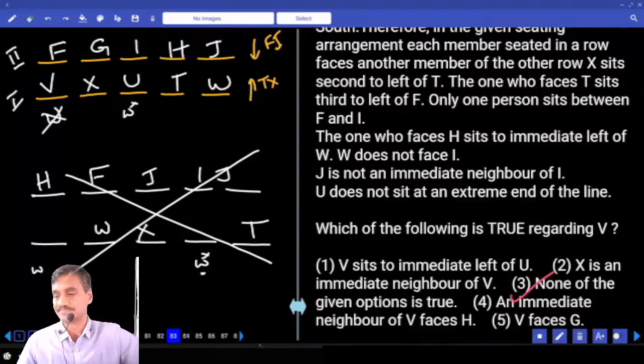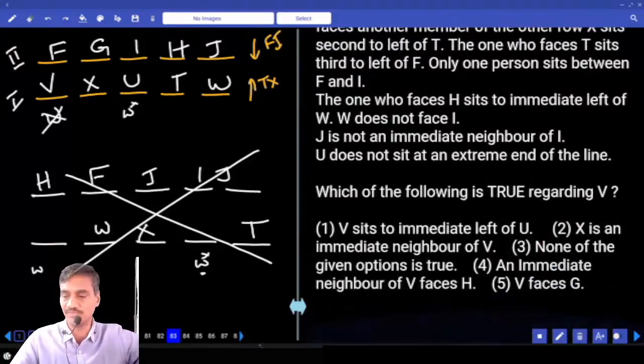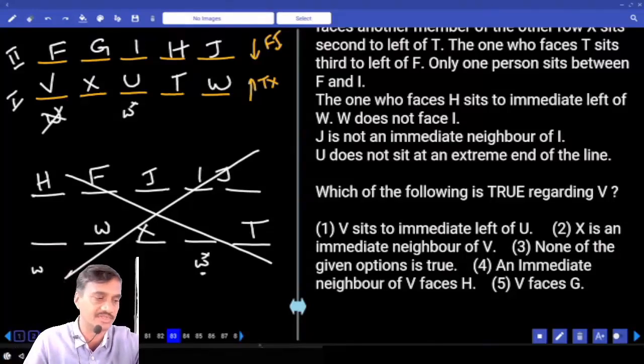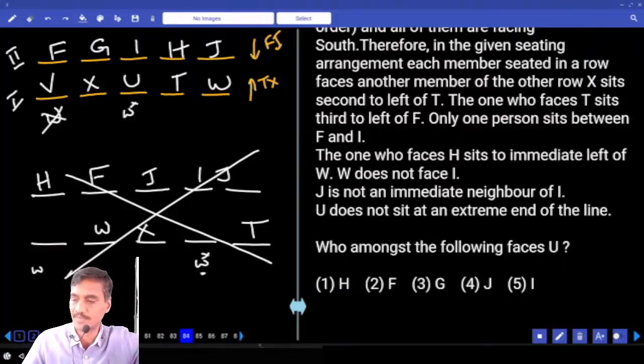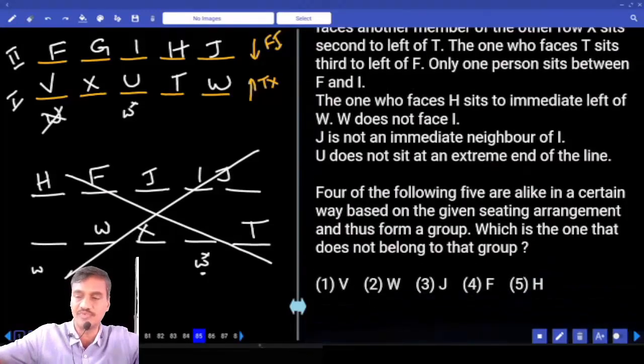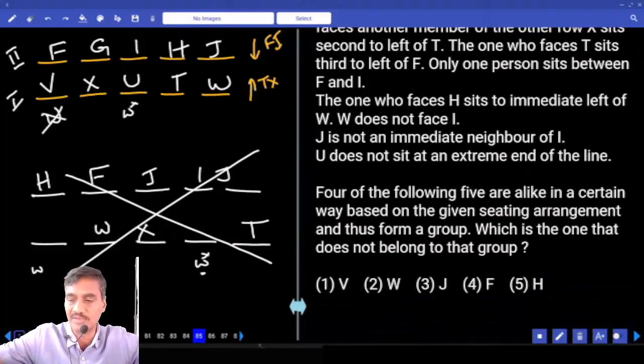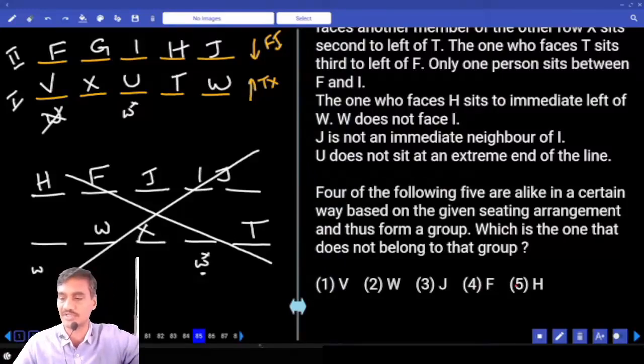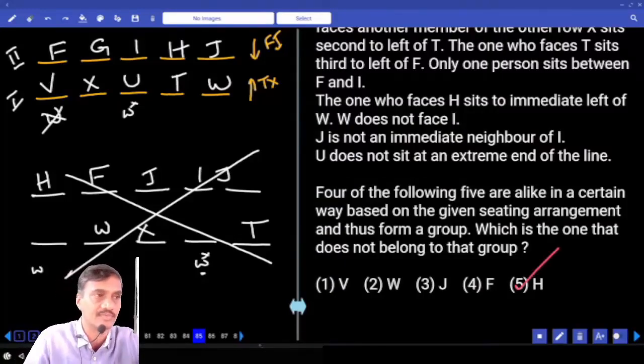Then 83. Which of the following is true regarding V? V sits to the immediate left of you, that is false. X is an immediate neighbor of V, definitely true. Choice 2, question number 83. Then 84. Who among the following faces you? I faces you, choice 5, 84. And 85, four out of the following: V, W, J, F, H. V, F, J, and W, they are at the corners. And H is not at the corner, that is choice 5, question number 85.